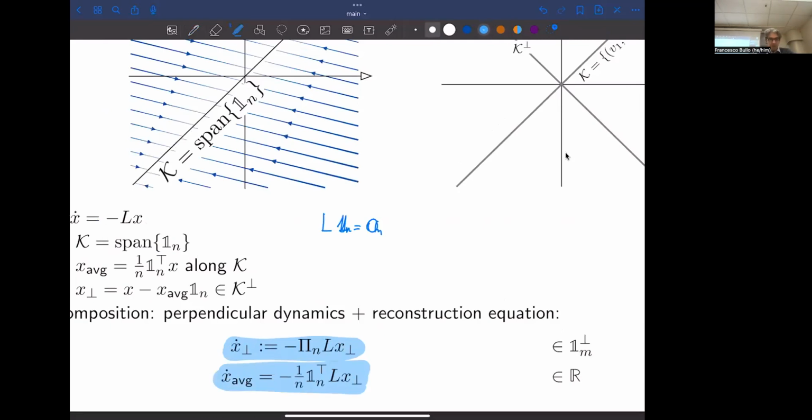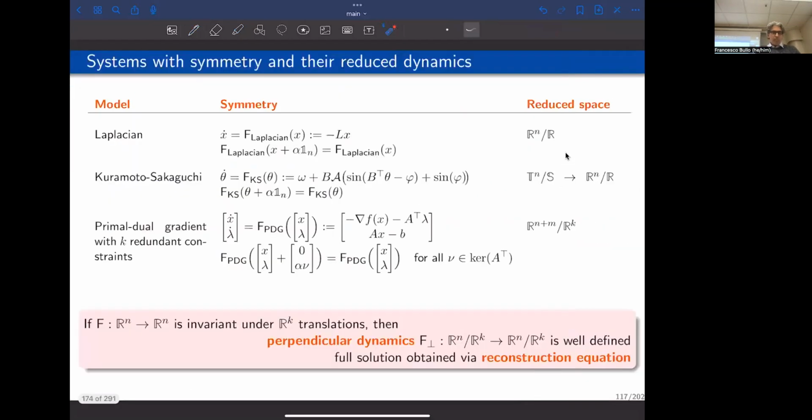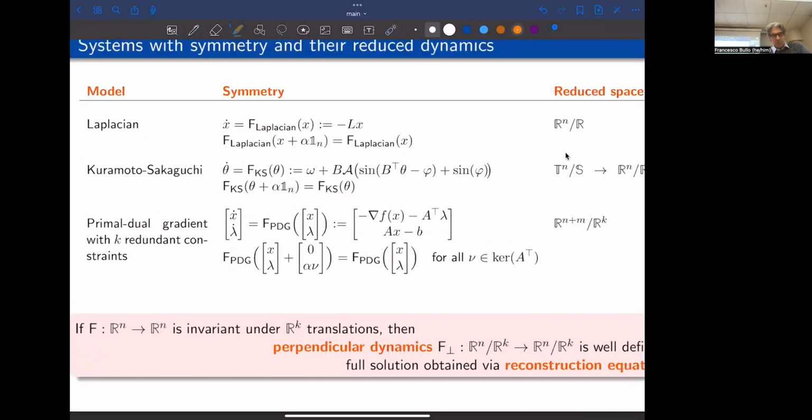And it seems to me that the average value does not, so this is a system in chain form. So the perpendicular dynamics affects the horizontal dynamics, the average dynamics, but not the converse, right? So the perpendicular dynamics is well defined, independent of the average of the state X. All right. So here's a slide where I show you 3 examples. This is the Laplacian flow that we just saw, and it has this translation invariance.